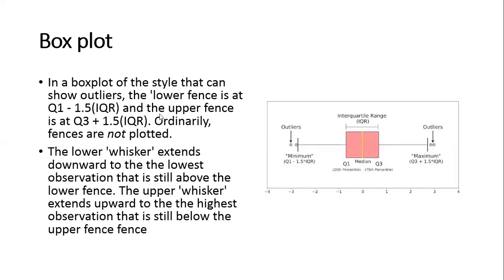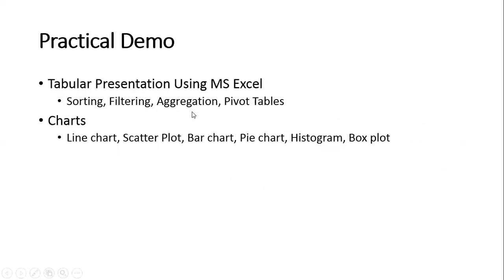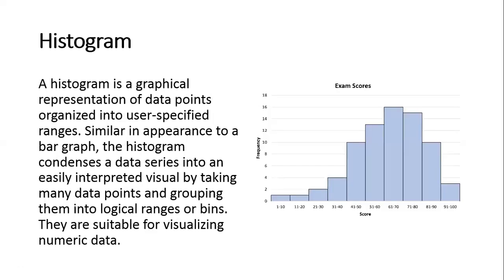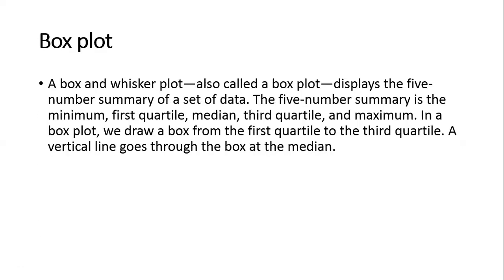All right. So I'm talking about the box plots. Let's just take it again. The box plots, also called the box and whisker plots, display the 5-number summary of a set of data.